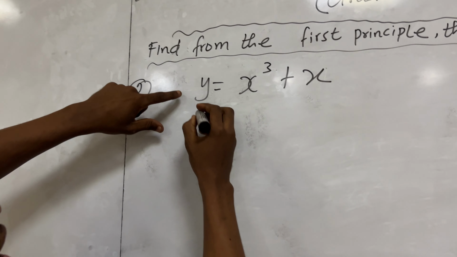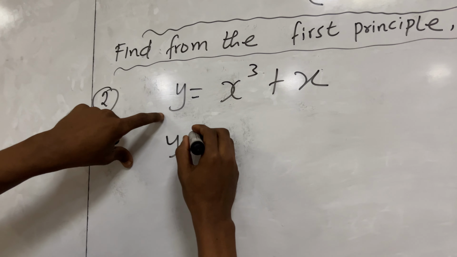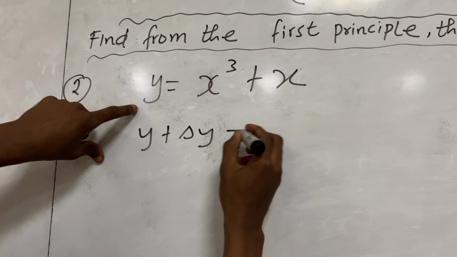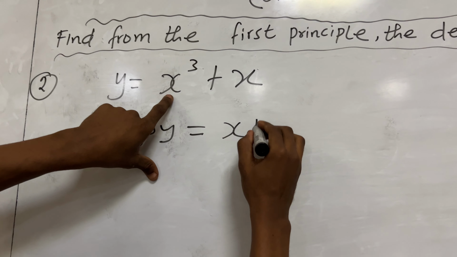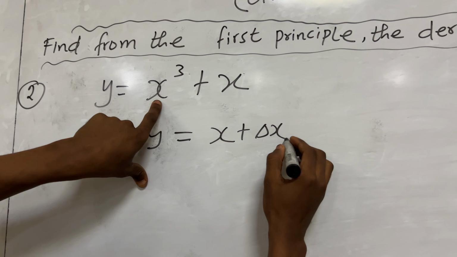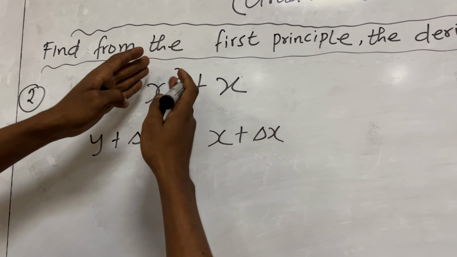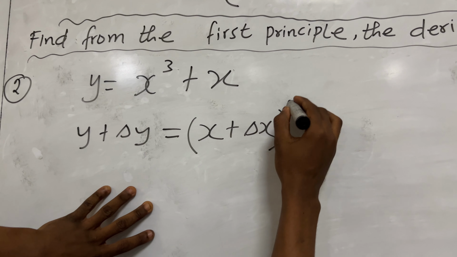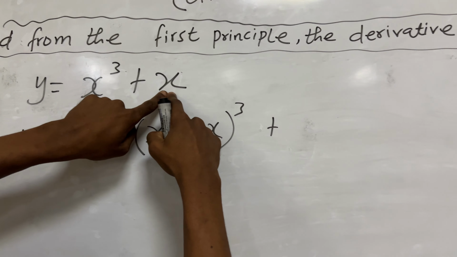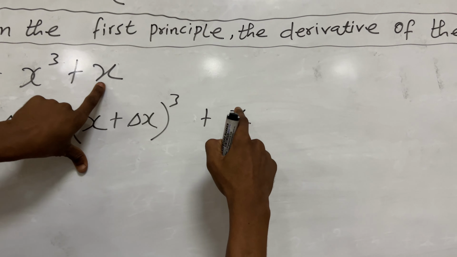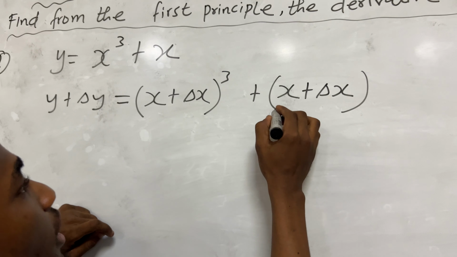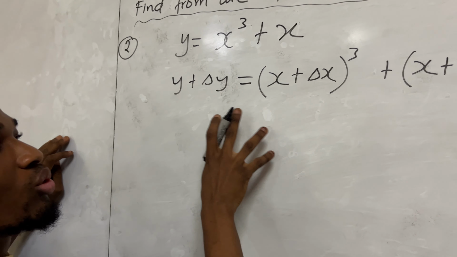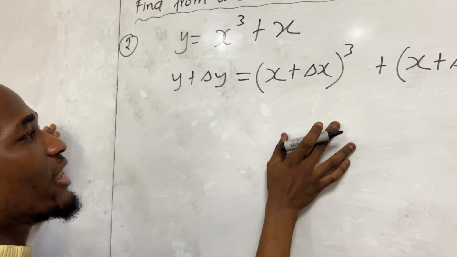So wherever I see y, I'll add change in y, is equal to, wherever I see x, I'll write the x there, then I'll increase it by change in x. But this x is cubed, so I'll also cube it. Then plus, I have my x over here. Wherever I see x, I'll add change in x, as simple as that. No need to input any formula here.